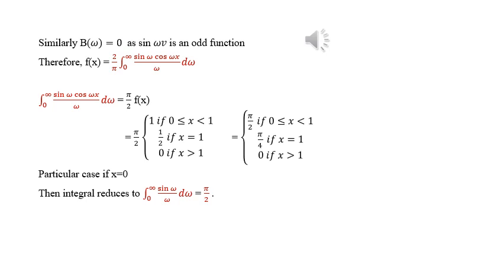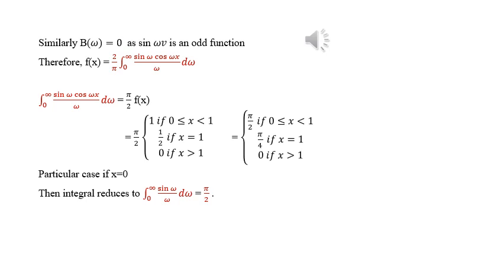Just take the integral part and put this pi by 2, and bring this 2 by pi to f of x. That is, it will turn to its reciprocal, that is pi by 2 into f of x. Now f of x is given in the question as 1 if modulus x is less than 1. Now we are having only the 0 to 1 part here. So you can write 1 if 0 is less than or equal to x less than 1, and 1 by 2 if x equals 1, and 0 if x is greater than 1.